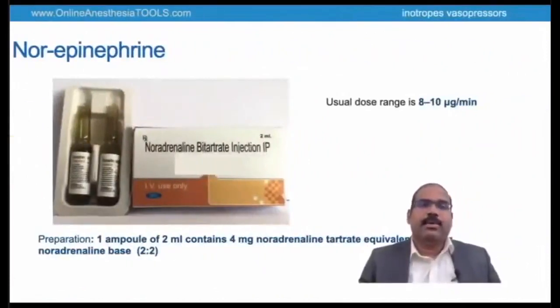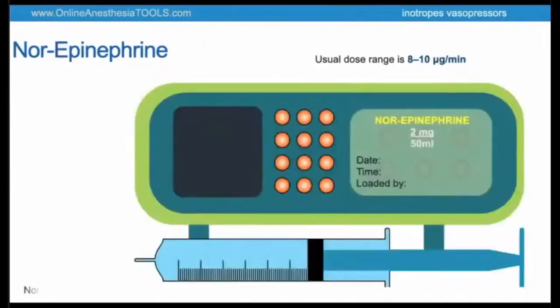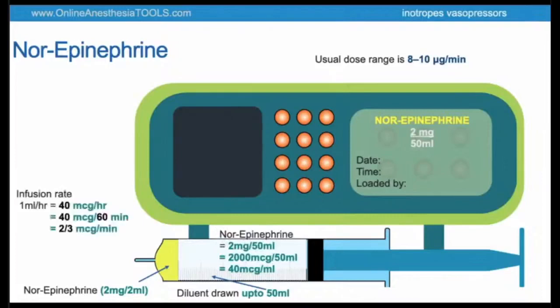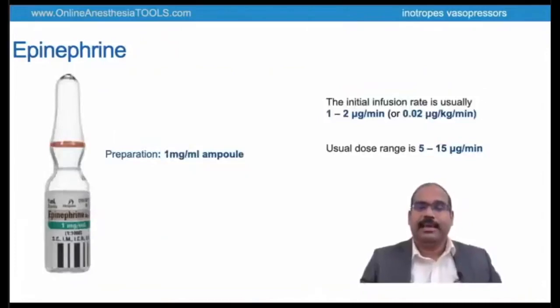So we have discussed norepinephrine and how it is diluted for practical purposes. Norepinephrine comes as 2 milligrams per 2 ml, and with diluent it becomes 2 milligrams in 50 ml, which eventually comes down to 40 micrograms per ml. I'm not going into the calculation per se; you can do the calculations leisurely. As mentioned, you dilute it and keep your dilution as per the dosage requirements.